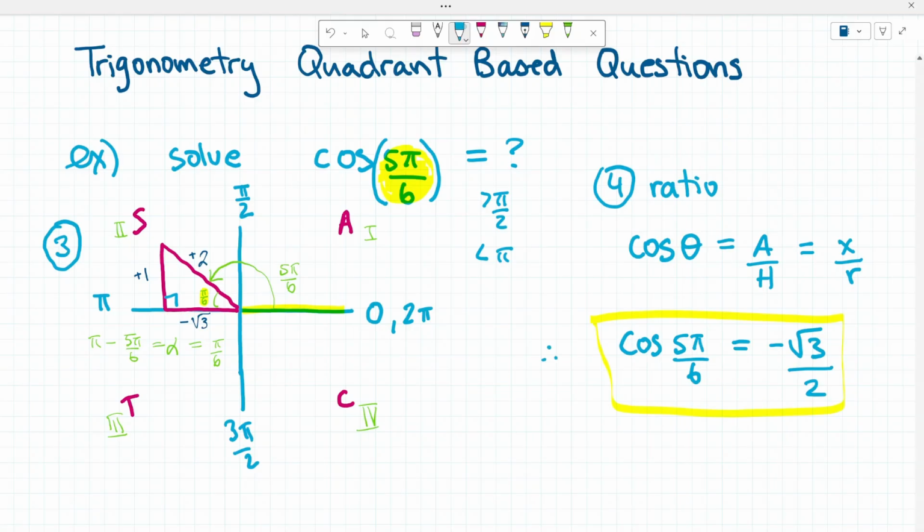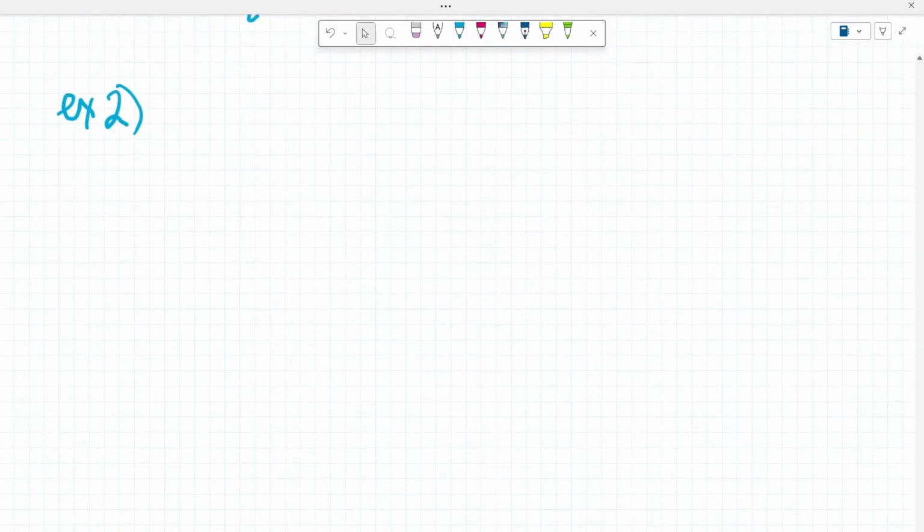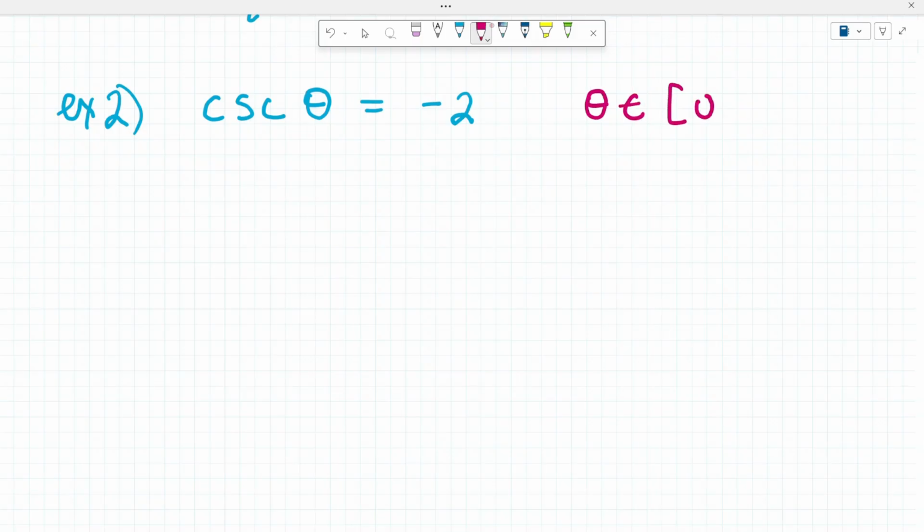So now we're going to do a second example, and we're going to do it the other way around. In our first example, I gave you the angle and we had to solve for the side length. In this example, I'm going to give you the side length, but we need to solve for the angle. So here we're going to start with cosecant theta equals negative 2. And I want you to give me the answers for theta, where theta is between 0 and 2 pi. So that is our main domain. It's our first unit circle.